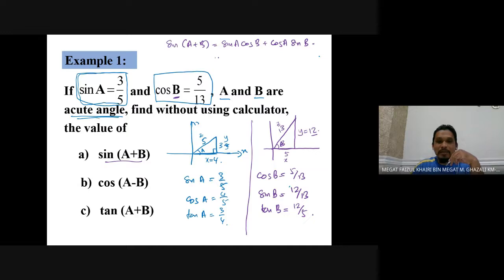Okay, so now it's time for us to use what we have right now. Sine A equal to 3 over 5. Cos B, 5 over 13. Cos A, 4 over 5. And sine B, 12 over 13. Okay, so this is 3 over 5 times 5 over 13, plus cos A, 4 over 5, and sine B, 12 over 13. Simplify this. This will give you a fraction, but the denominator will not be exactly 13. Simplify that and you will get the answer.